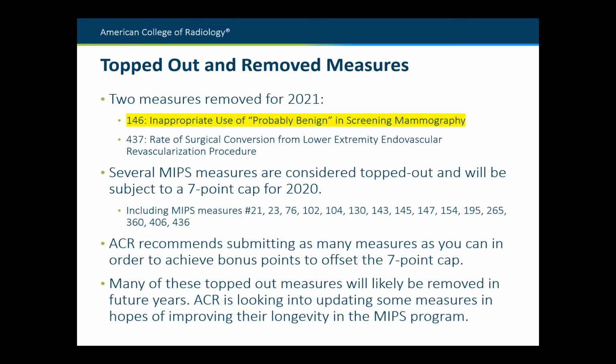What CMS really wants to see is that we can take measures that are topped out and change them enough that they're capturing data slightly differently and maybe not looking so topped out anymore. So we can't really make any promises on that, but it's definitely something we're looking into because we want to maintain as many of these measures as we can.